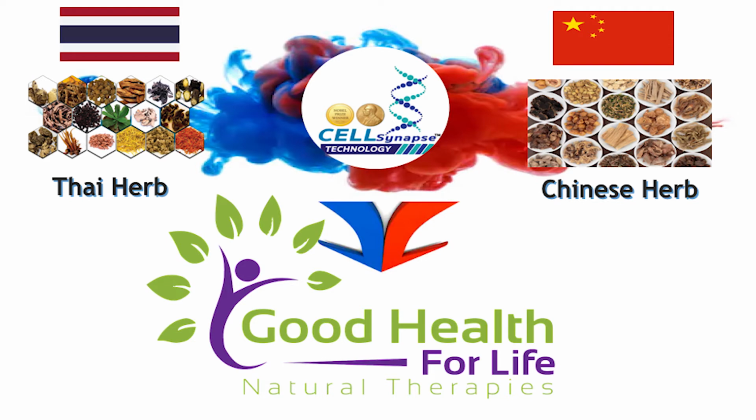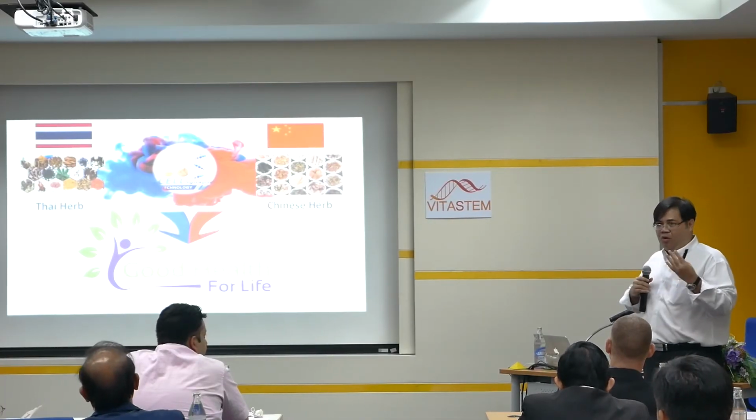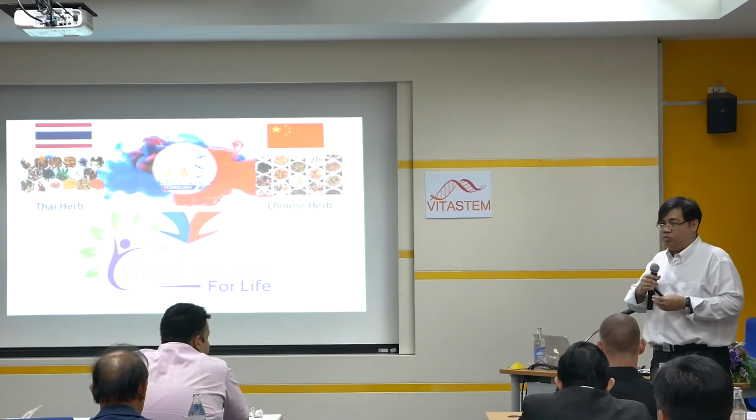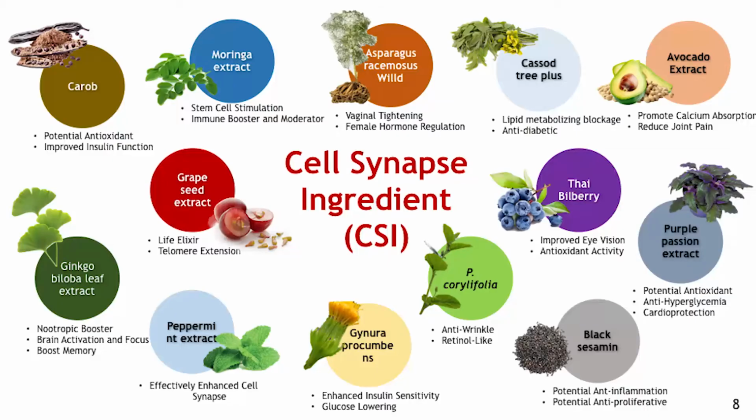So this is what we call a second generation. And that's why we access all the databases for Thai herbs and also Chinese herbs in order to make what we call cell synapse technology-based herbs. And why do we need to do that? Not just for the sake of Thai people or Chinese people, but we want the world to be happy. Everyone in this world needs to be happy with the second generation nutraceuticals.